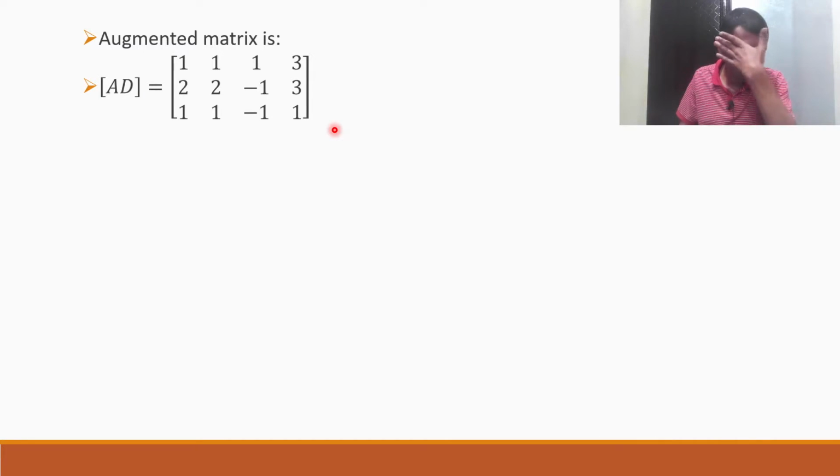In the Gauss Jordan method, my actual objective is to obtain, if this question could be solved by the matrix inversion method or Cramer's rule, then my target would be to get 1 0 0, 0 1 0 and 0 0 1 in place of this. But here this question is a little different. Now how it is, I'll tell you.